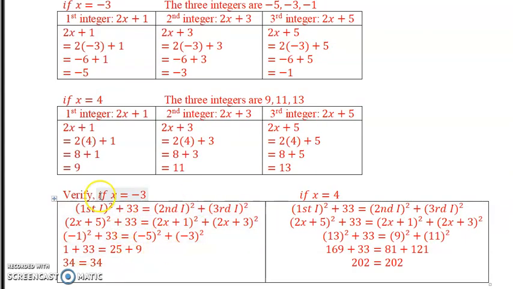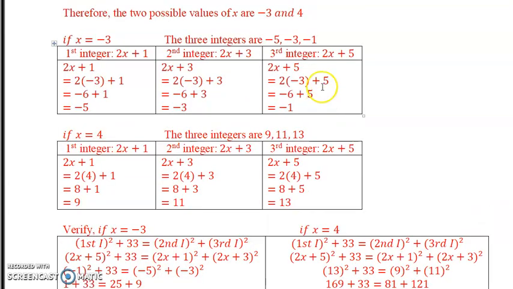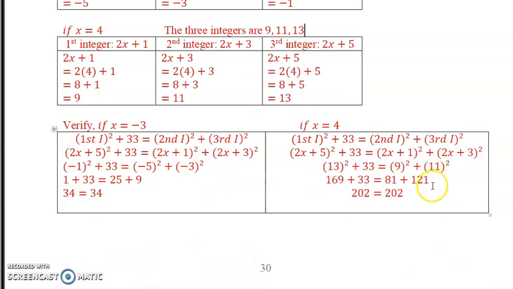But if both sides are equal, obviously those are the correct values for x that allow the integers. So the answer to the question is the three integers can be -5, -3, -1, or it can be 9, 11, and 13, which is pretty neat.